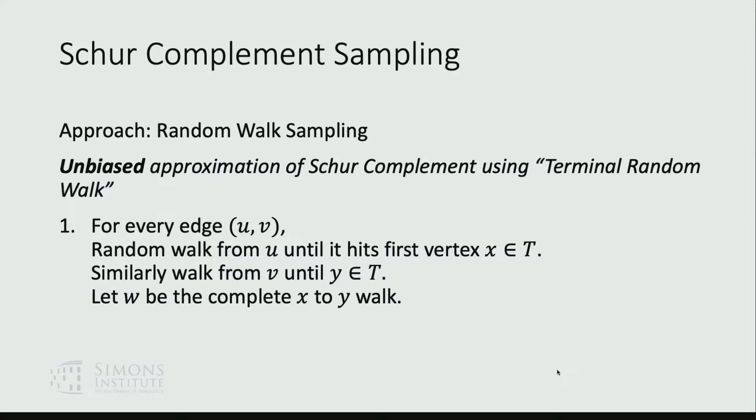Similarly, walk from the other endpoint until you hit the set outside. And then I will add an edge across these two new endpoints that I've determined, where the weight is given as a function of the entire walk. So let W be the entire walk that goes from X to U, UV, V back to Y. Right? So combine the two random walks with the sampled edge. That's the entire walk W. And my weight is exactly 1 over the sum of inverses of the weights on the walk.